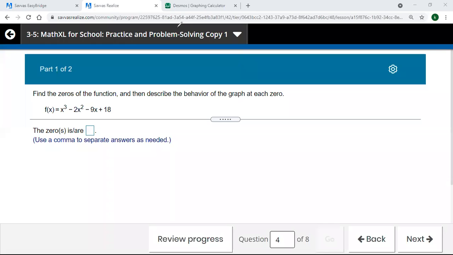All right, everybody. Sabbath Algebra 2, lesson 3.5. Don't forget we got two parts to this one. We are on problem 4, going to be halfway done here. So we are given a polynomial in standard form, and we are supposed to find all the zeros of the graph, the first part, and then describe the end behavior of the graph at each zero.